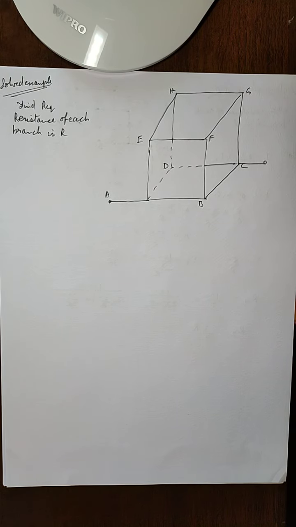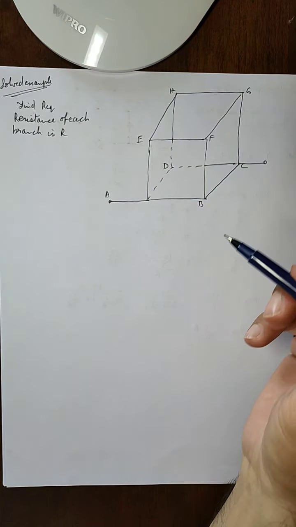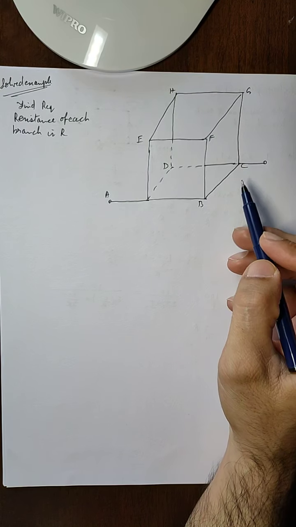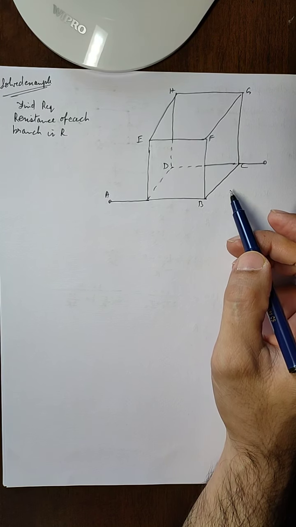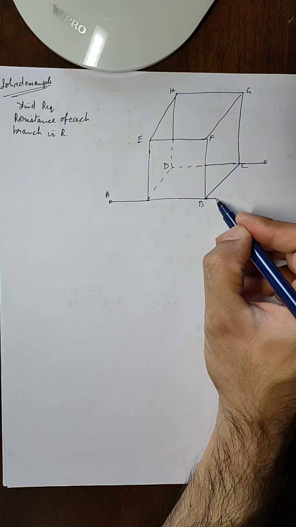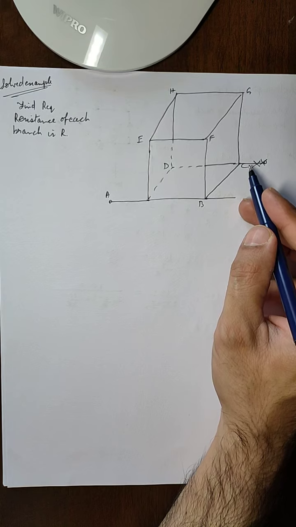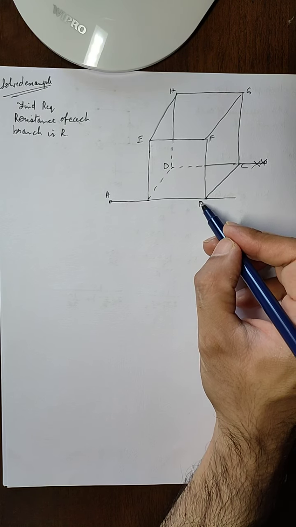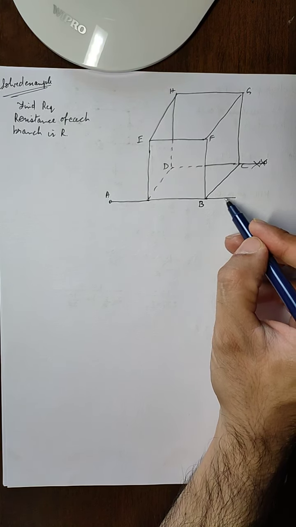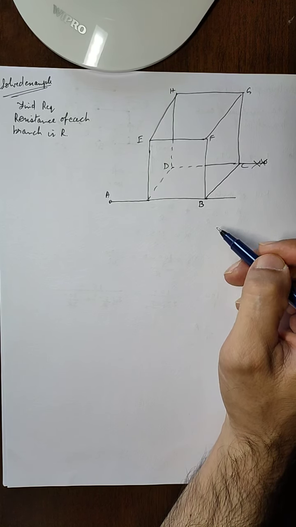In this question, we have to find the equivalent resistance. The resistance of each branch is R, and the two terminals that we are given here are A and B. This is not the terminal. This we did in the previous question. Let us say that we have to find the equivalent resistance between points A and B.